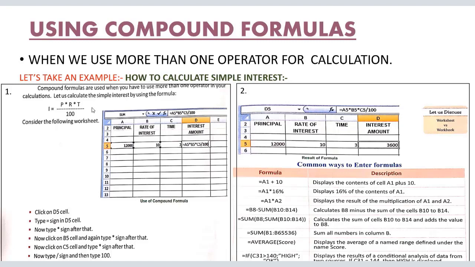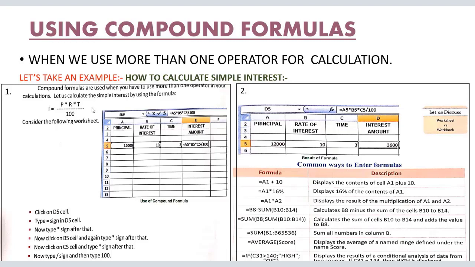You must be knowing how to find out the simple interest in maths. The same thing now we'll do in the Excel sheet. The formula for finding simple interest is principal multiplied by rate of interest multiplied by time divided by 100.